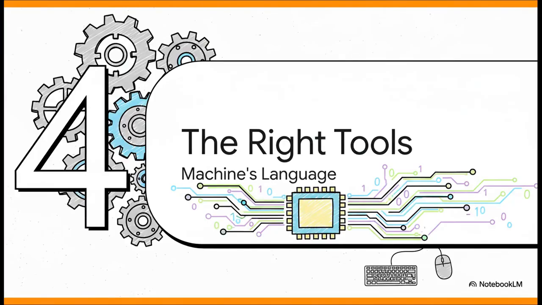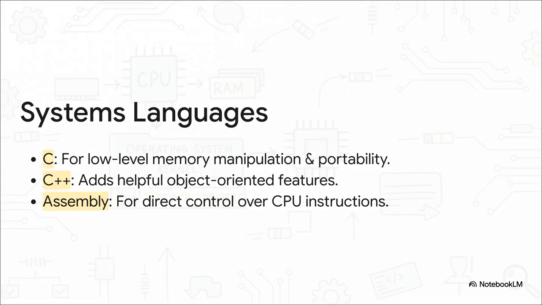So, how do people actually write this incredibly powerful, low-level software? Well, you can't just use any old tool. You need special languages for the job, languages that can speak almost directly to the machine itself. The classic powerhouse, the grandfather of them all, is the C programming language. It's famous for giving developers raw, unfiltered power and direct control over memory.